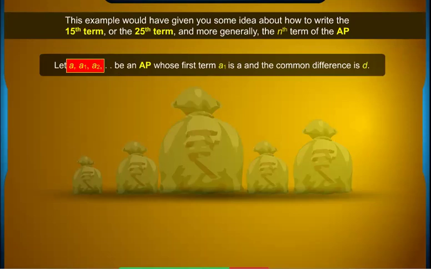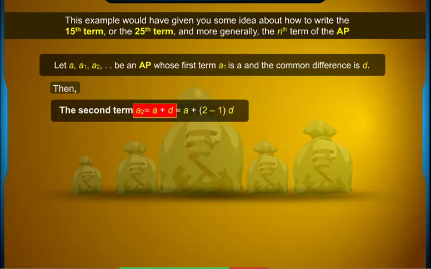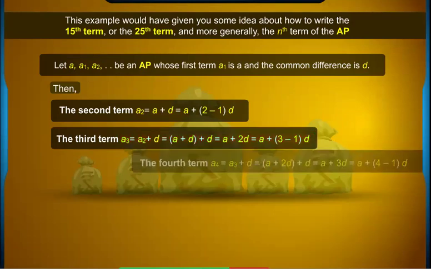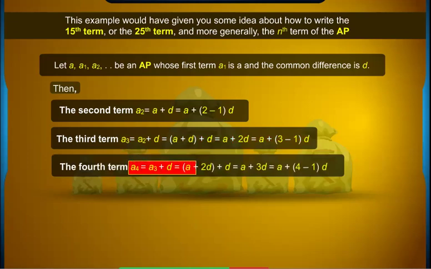Let a1, a2, a3 and so on be an AP whose first term a is a and the common difference is d. Then the second term a2 is equal to a plus d equal to a plus 2 minus 1 d. The third term a3 is equal to a2 plus d equal to a plus d plus d equal to a plus 2d equal to a plus 3 minus 1 d. The fourth term a4 is equal to a3 plus d equal to a plus 2d plus d equal to a plus 3d equal to a plus 4 minus 1 d.